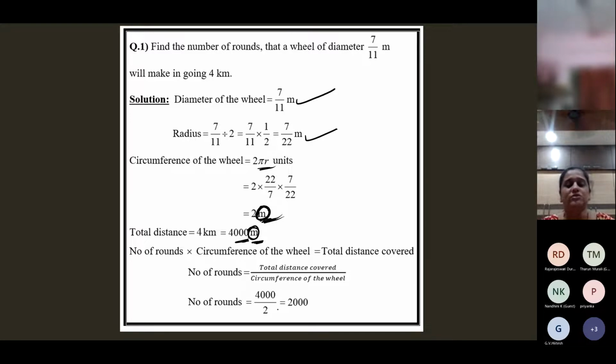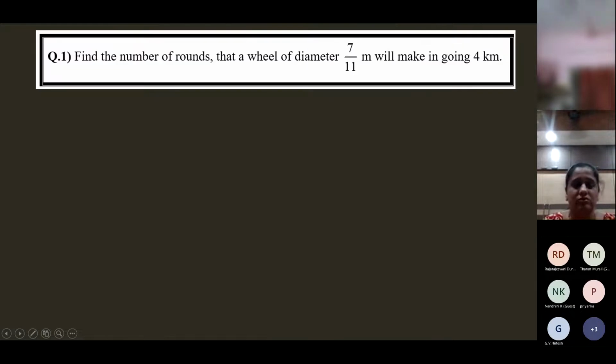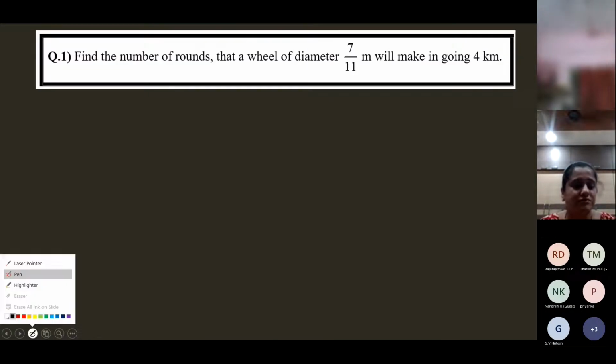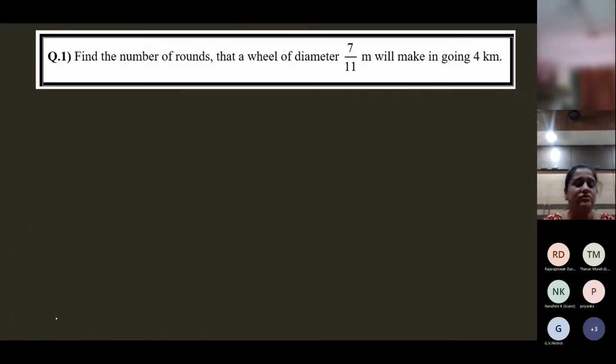That's all. Then just substitute in this formula and find the number of rounds. You don't even have to do this. Because this one question, which is very easy, sometimes children find very difficult. So I'm just telling you, write this formula. You can take down this answer.